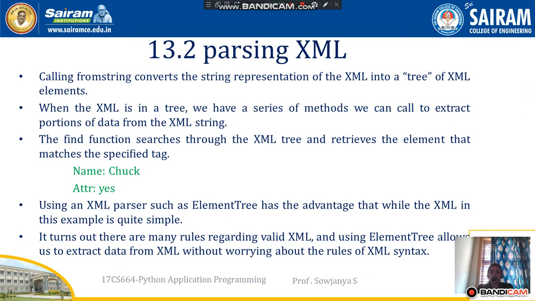Once the XML is in a tree, we have a series of methods we can call to extract portions of data from the XML string. So when there is an XML tree, we have methods we can call directly to get portions of the data from the XML string. Now the find function searches through the XML tree and retrieves the element that matches the specified tag. So it is going to give the attributes and the specific values.